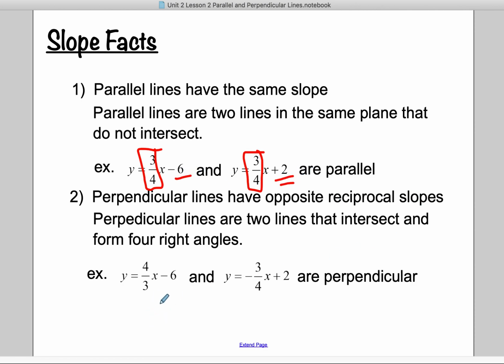Okay. Perpendicular lines have opposite reciprocal slopes. Perpendicular lines are two lines that intersect and form right angles. Okay, so if I look at this slope here and this slope here, this one's positive, this one's negative, so it's the opposite, and then the reciprocal part, they're flipped. So that's how I know they are perpendicular.